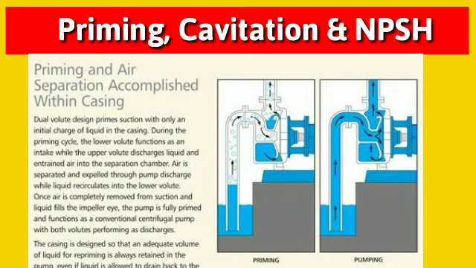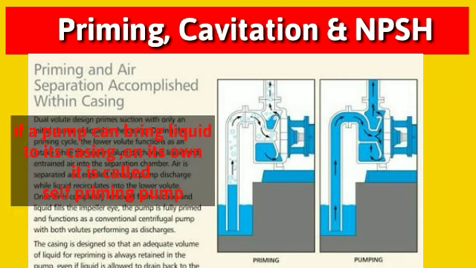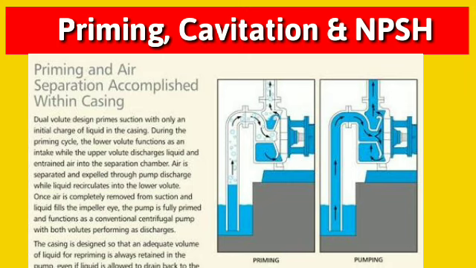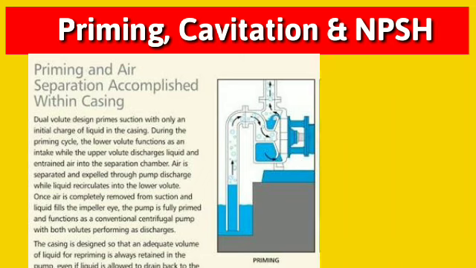Starting with priming of the pump, the easiest way to define priming of the pump is to bring the liquid from the suction side of the pump to its casing. That is, if on the suction side the liquid is away from the pump, then to bring this liquid to the pump's casing is called priming of the pump. If a pump can bring this liquid to its casing on its own, then it is called a self-priming pump. And if a pump cannot bring this liquid to its casing on its own and requires some external assistance, then it is called a non-self-priming type of pump.